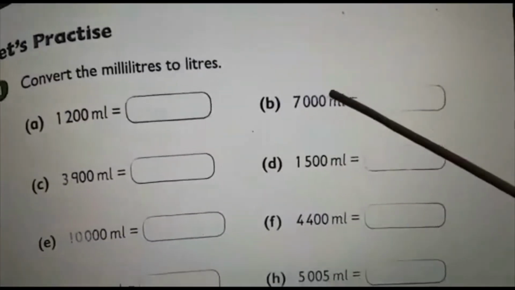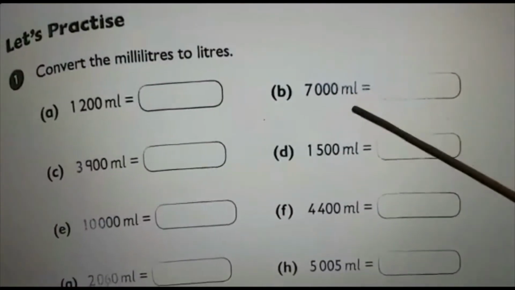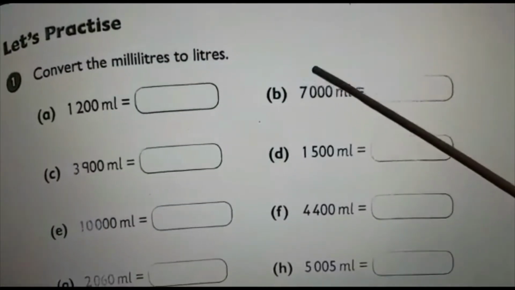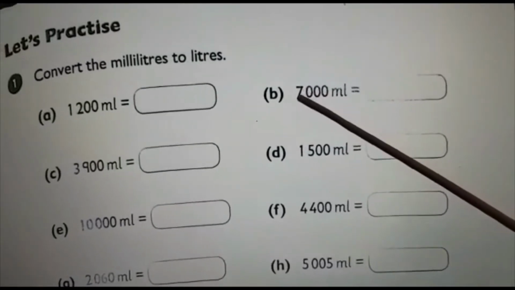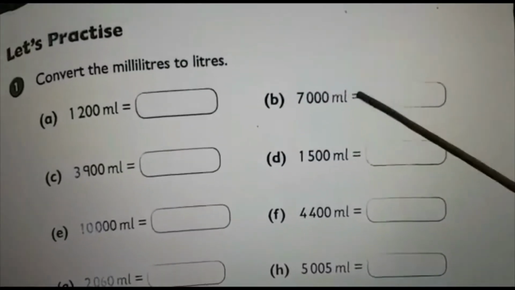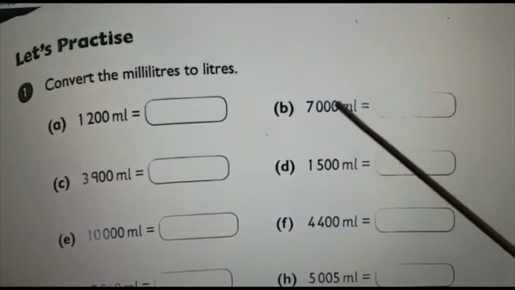Same, second one. What is that? 7000 milliliter. How can we do it? 7000 divided by 1000. So 3 zeros I will move. 1, 2, 3. So where will it come? After 7 the decimal comes. That is 7.0, or it is the same as 7 liter.